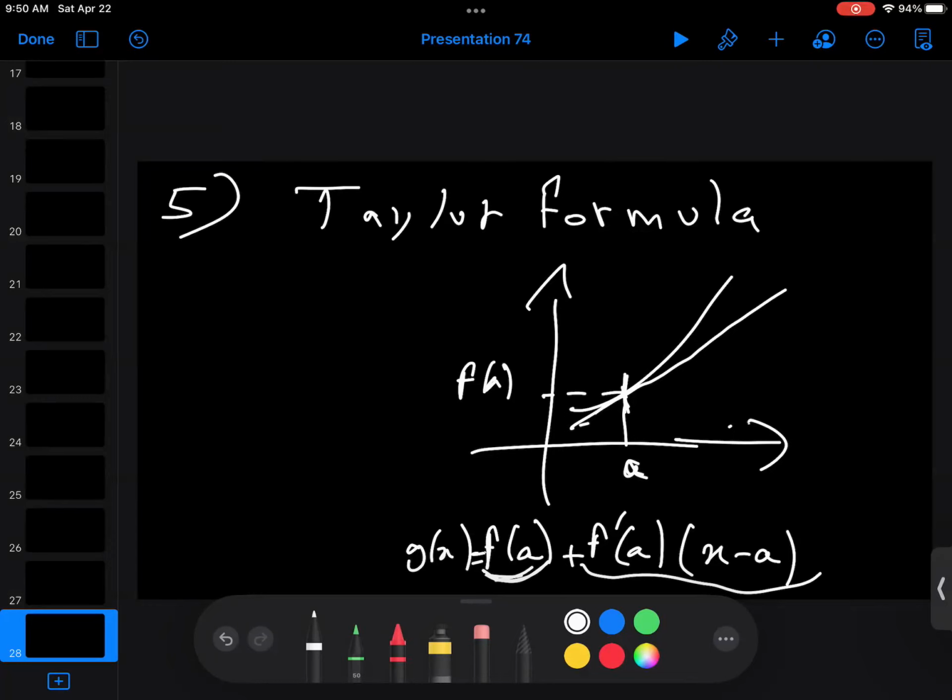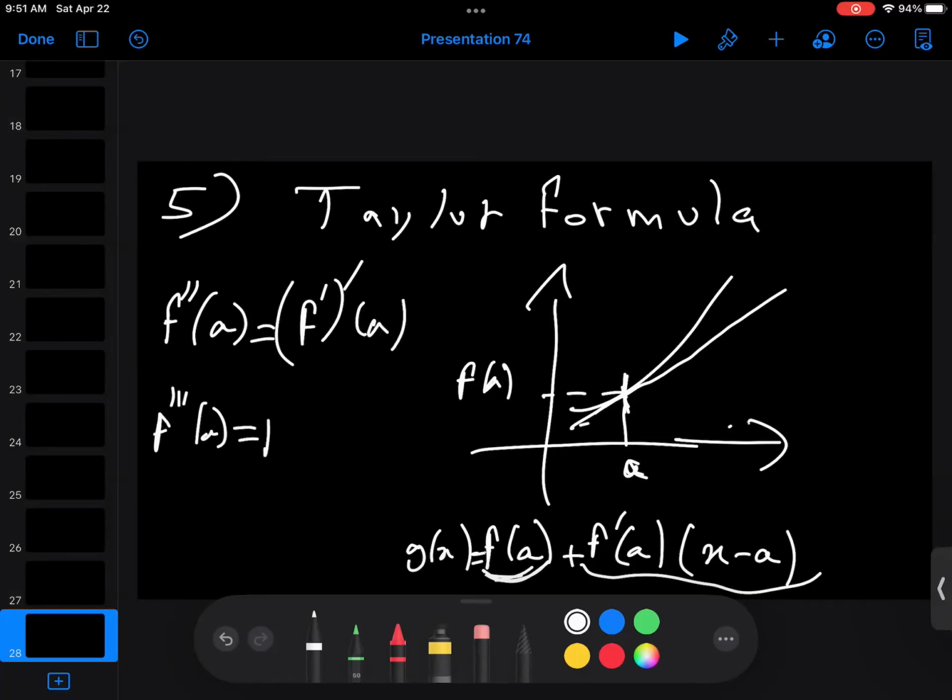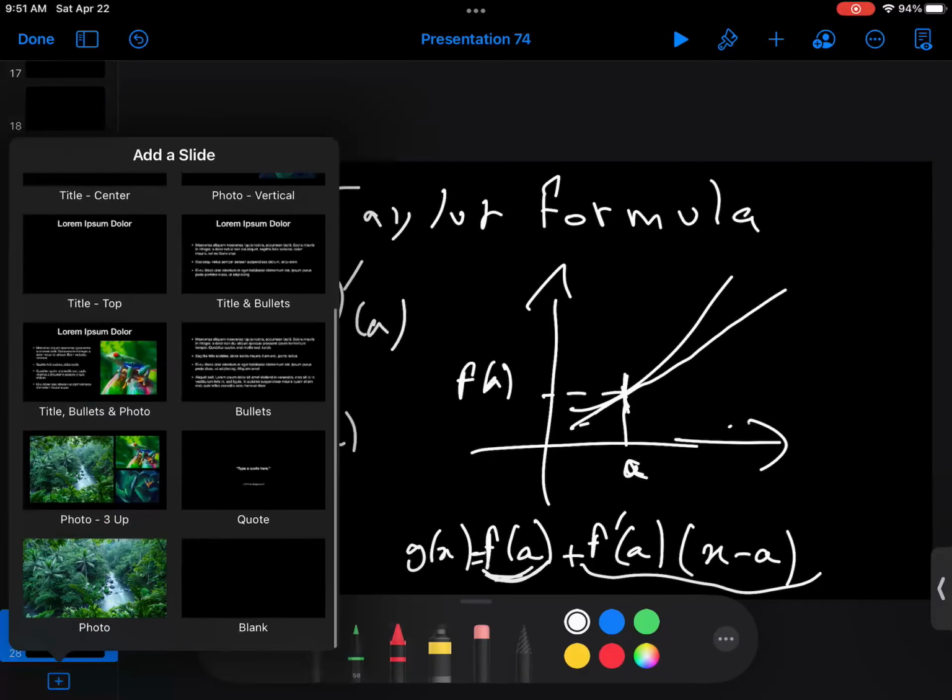So, to do that, I need to introduce these notations. For example, f second of a is by definition the derivative of the derivative of f at the point a, and f third, which we denote also like that, is just the derivative of the derivative of the derivative of f at the point a. Okay, so you can go like that again and again.